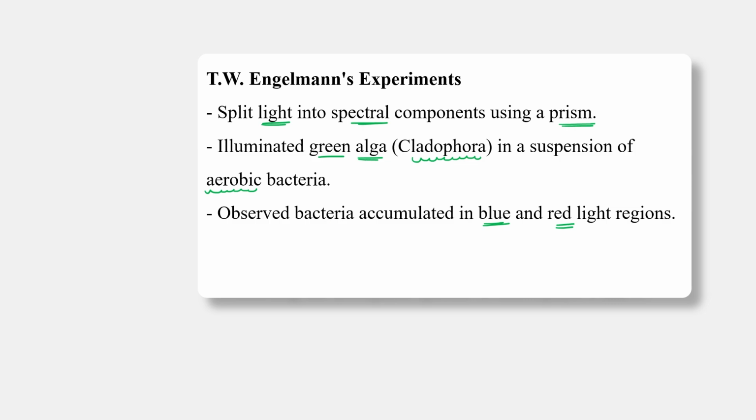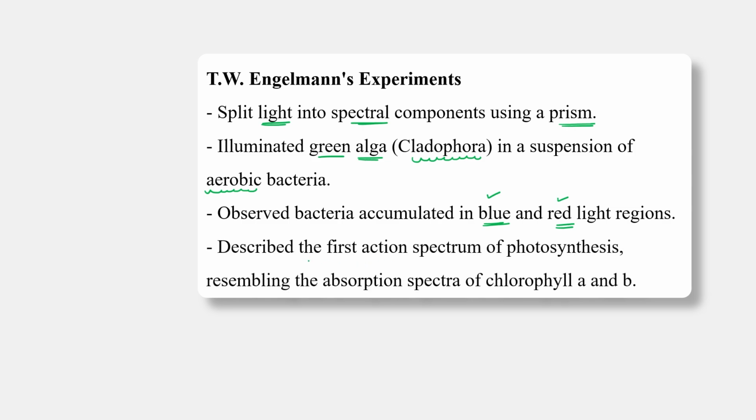So they are able to accumulate only in those regions where oxygen is more. So he observed bacteria accumulate in the blue region and the red region of the light. So he described the first action spectra of photosynthesis, which resembles the absorption spectra of chlorophyll a and b. This is his very important experiment, Engelmann's experiment.